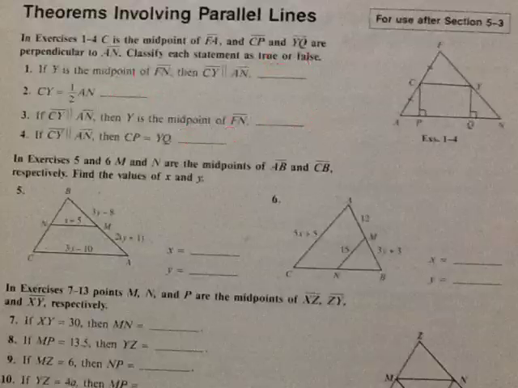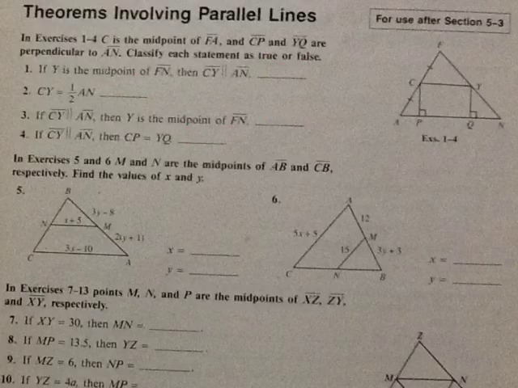Question number 1 uses a picture on the right, and we are told in the instructions that C is the midpoint of FA. And number 1 says that if Y is the midpoint of FN, then CY is parallel to AN. And you're told to find if this is a true or a false statement.